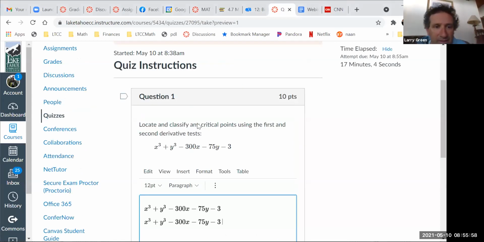Okay, so the quiz is the following. Locate and classify any critical points using the first and second derivative tests. The function is x cubed plus y cubed minus 300x minus 75y minus 3. That's our function. So what's our first step?